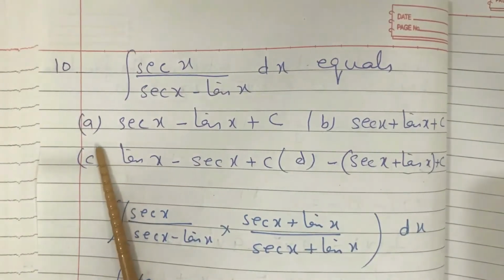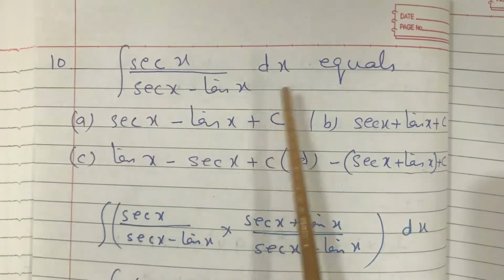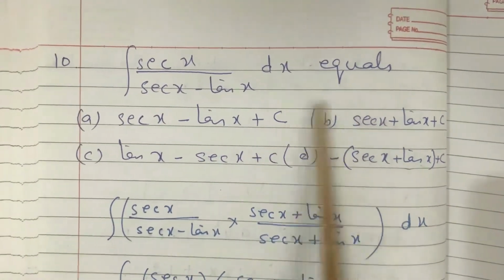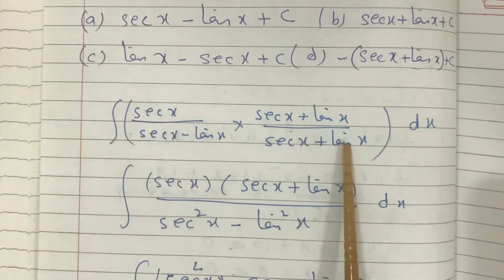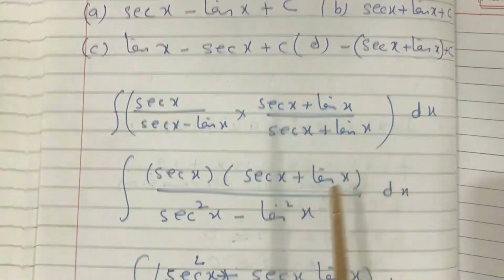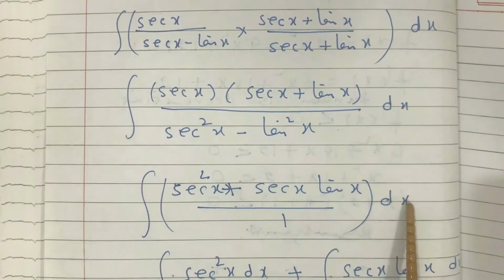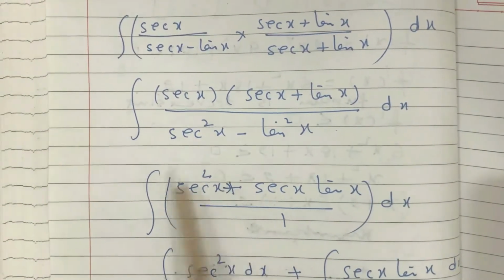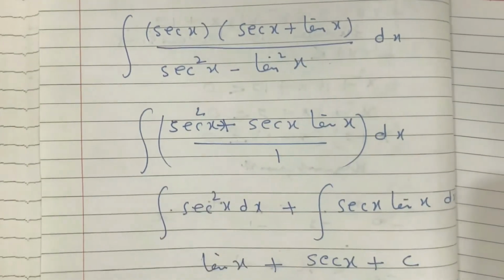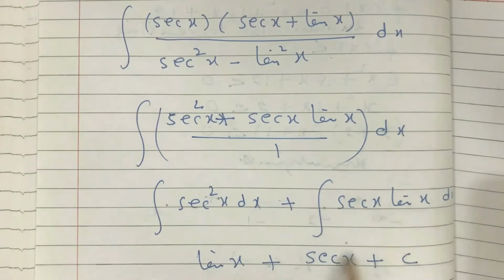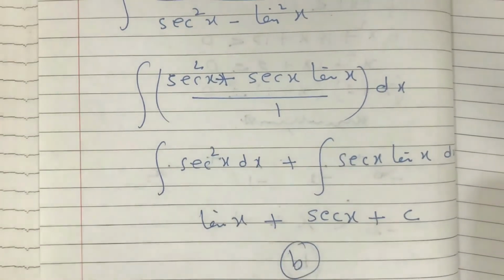Now question number 10. Integrate sec x upon sec x minus tan x dx. There are 4 options. First you will rationalize it. After rationalizing it, you will get the integral of sec square x plus sec x tan x dx. Integrate this separately. When you integrate this, you will get tan x. When you integrate this, you will get sec x plus c. So B is the option.